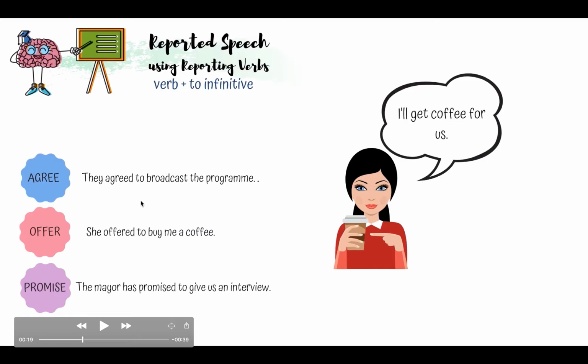Let's have a look at these 3 verbs. We have the verbs agree, offer, and promise. These 3 verbs, which we can use as reporting verbs, need to follow the pattern of a verb plus to infinitive. So if our reporting verb is agree, offer, or promise, we have to then use the to infinitive. So let's have a look.